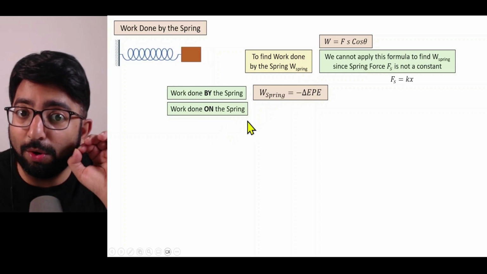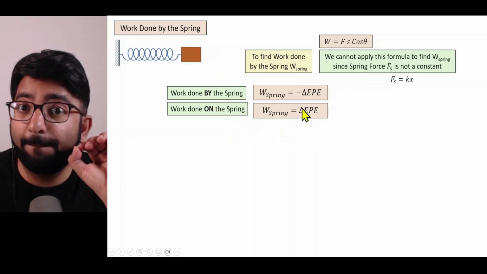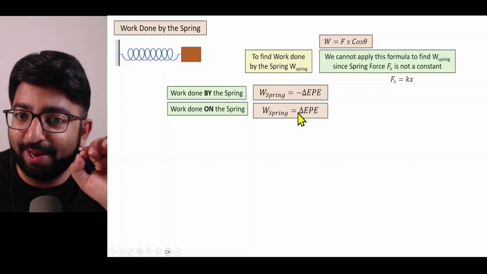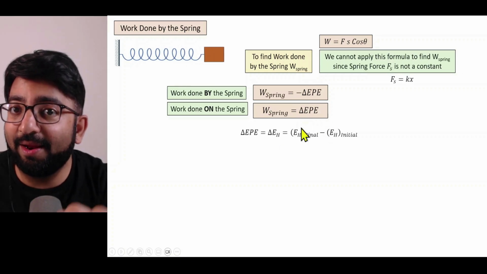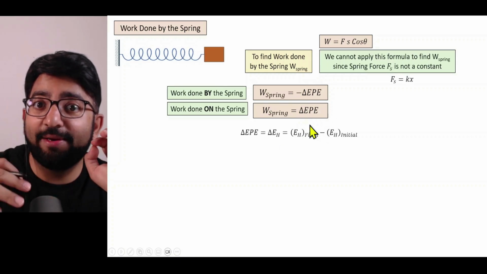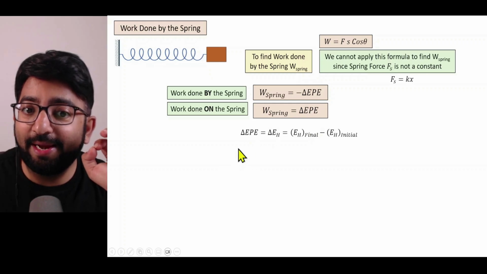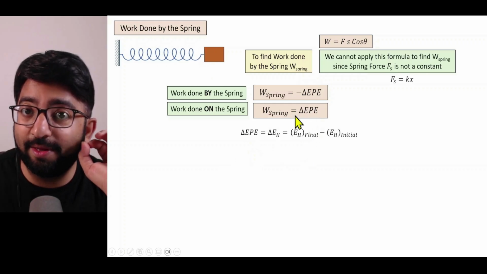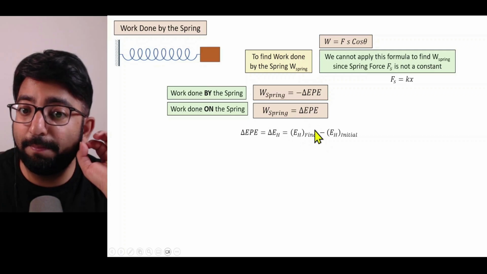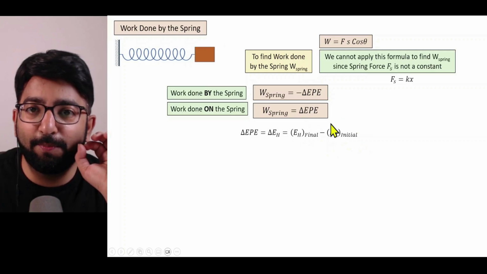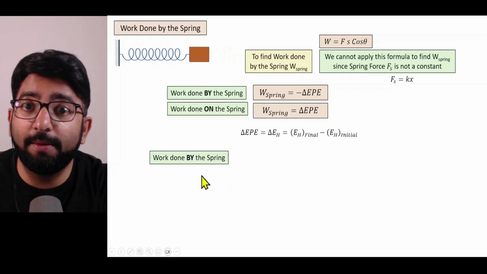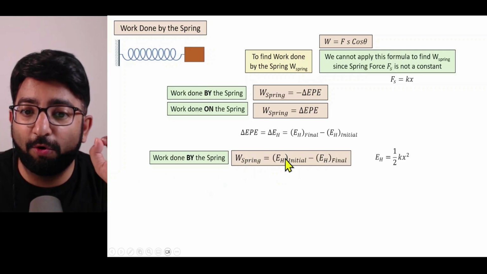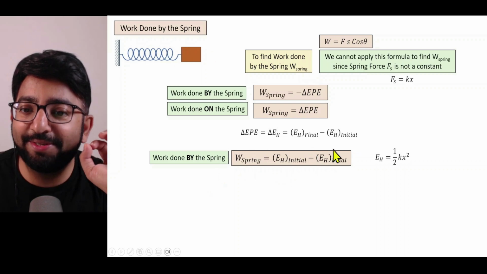So work done on the spring is given by the formula positive change, delta, which is the change of elastic potential energy. And the change in elastic potential energy, remember, is final minus initial. So we can write delta EPE is equal to the final elastic potential energy minus the initial elastic potential energy. And now we can summarize all the formulas. Work done by the spring is given by the formula E initial minus E final.